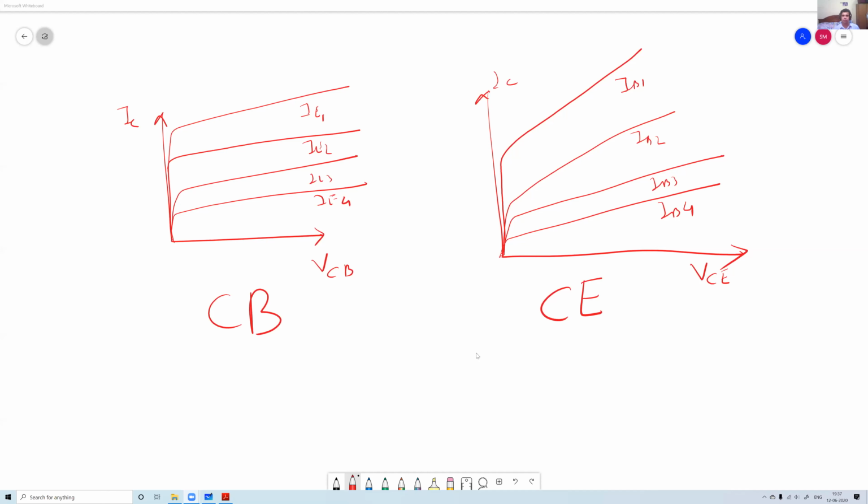The question is very simple. Here these curves are almost parallel to the x-axis. Here these curves are not at all parallel to the x-axis. Why? Here the effect of VC is much more pronounced on IC than here. Why?